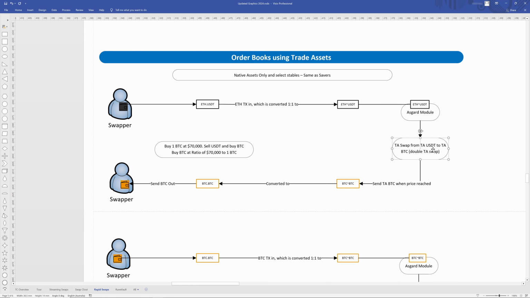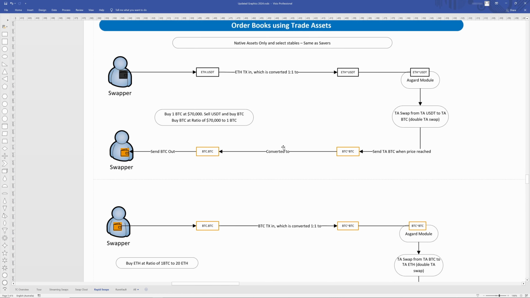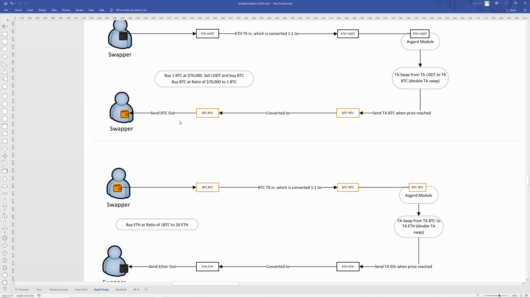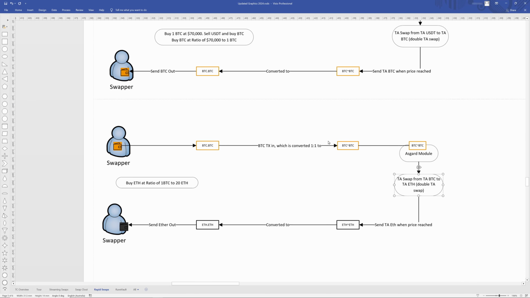When that swap occurs, it'll be a double swap, and then you'll have the trade asset of BTC that'll get converted one-to-one to L1 Bitcoin, and out it goes. So it's like a normal swap within trade assets, like a normal trade asset swap. However, there will be this testing of the ratio, and we'll explain how that's set in a minute.